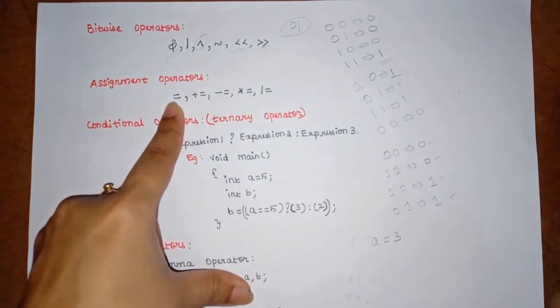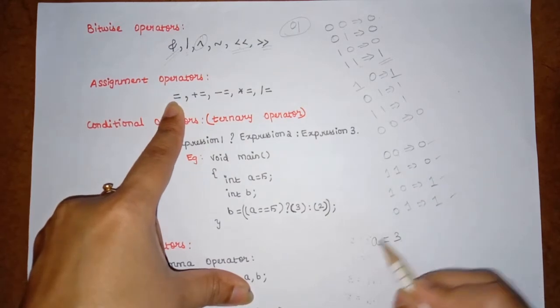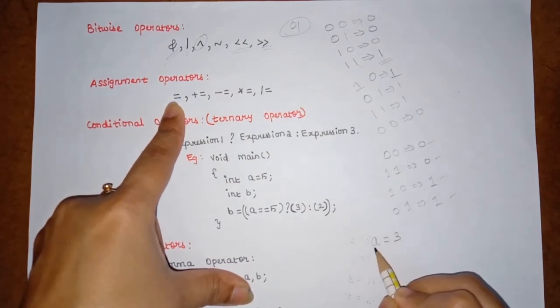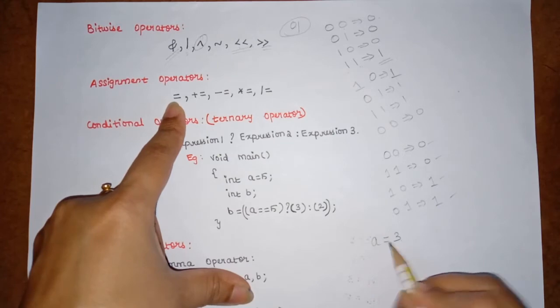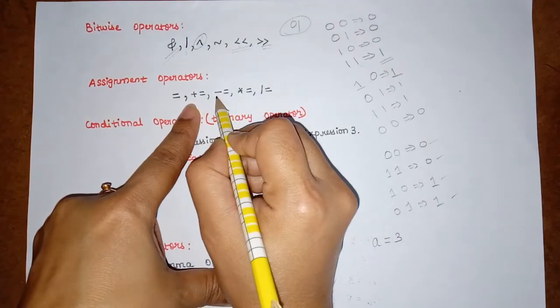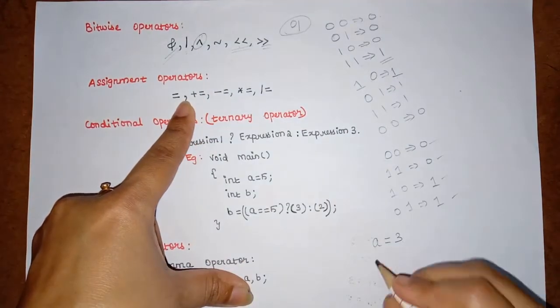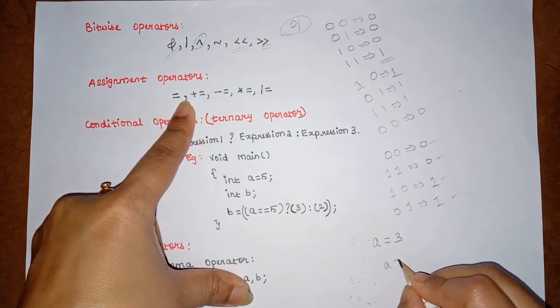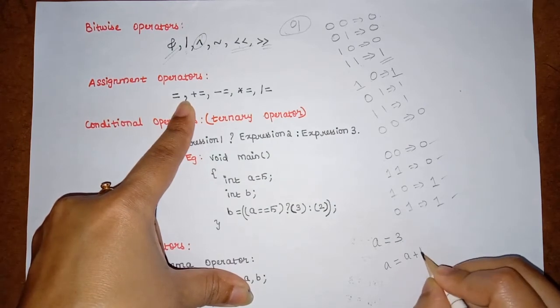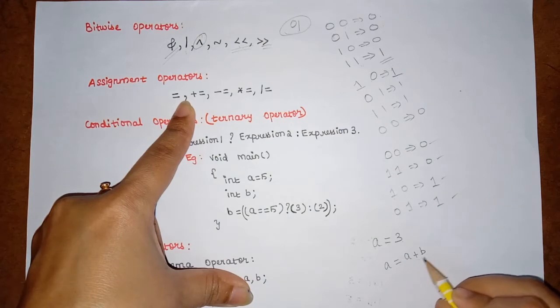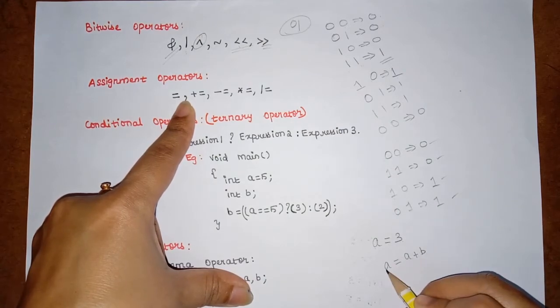A is equal to 3. Means I am assigning the value 3 to the variable A here. Right? So this is the assignment operator. And what about this plus equal to, minus equal to? So for example, when we are performing A is equal to A plus B. Okay, so here we are going to perform A plus B and the result will be stored in A.